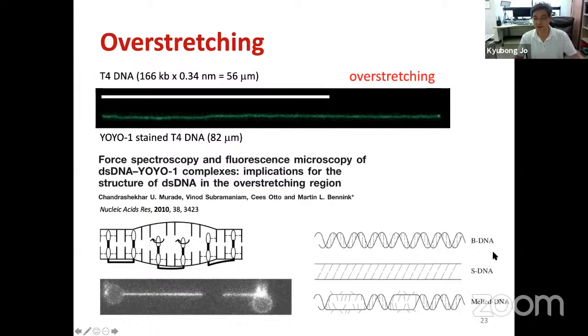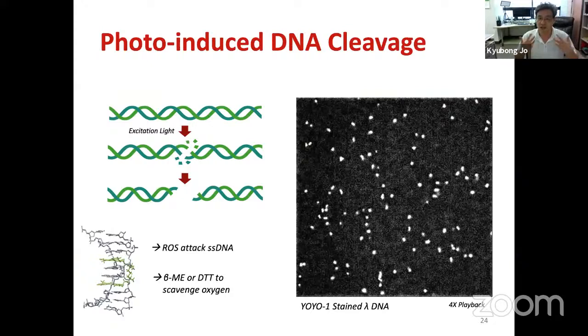We expect the DNA after the staining to be like the B form of DNA. However, it's not really B form DNA. It's like a melted DNA. In that case, enzymes cannot properly recognize the specific sequence. That's one of the issues. Another issue of the overstretching is that it causes photo-induced DNA cleavage, because the single strand is so fragile compared to double strand.